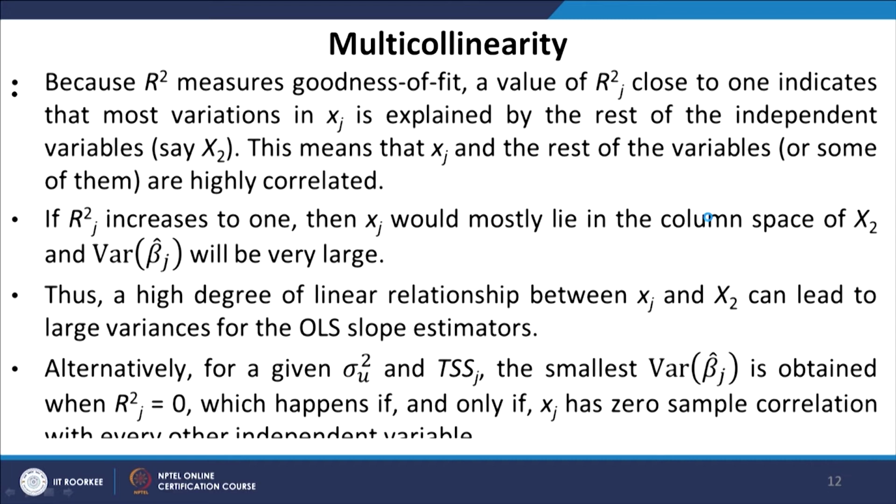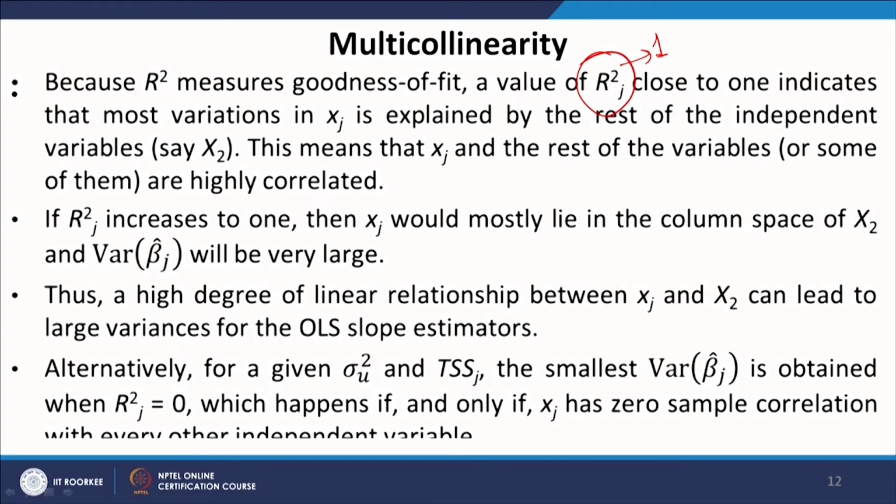A value of R j square close to 1 indicates that most variations in x j are explained by the rest of the independent variables, say x 2. This means that x j and the rest of the variables, or some of them, are highly correlated. So, the higher the value of R j square, the closer it is to 1, which implies that x j is actually explained by the rest of the independent variables, which implies that these independent variables are highly correlated.